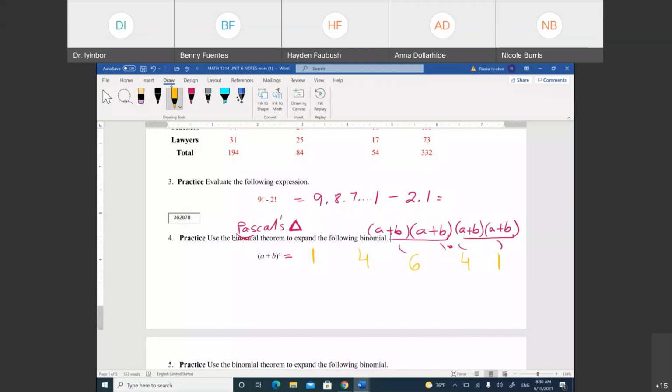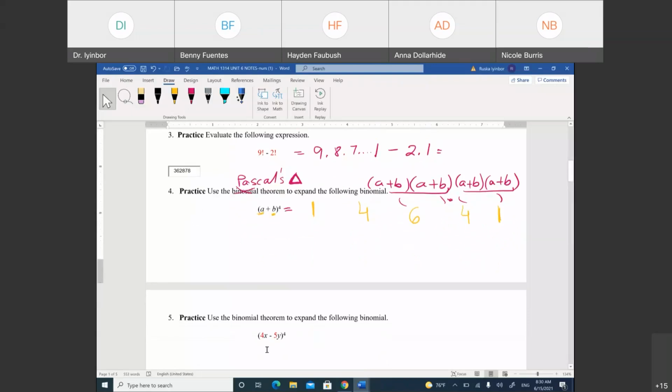And I'm going to put a little room between them because next to each number, I'm going to put whatever is here, A and B. If I have X and Y, I'm going to put X and Y. If I have A and B, I'm going to put AB.